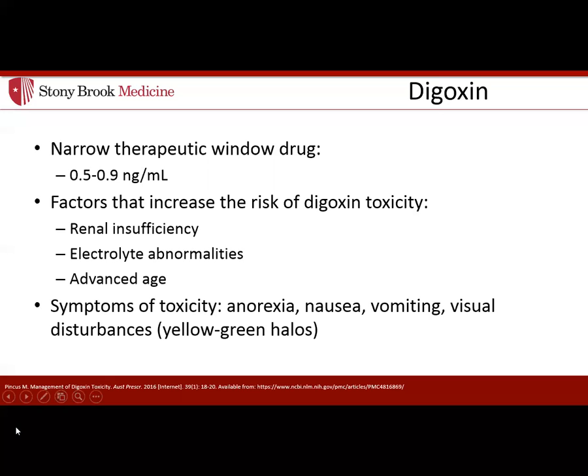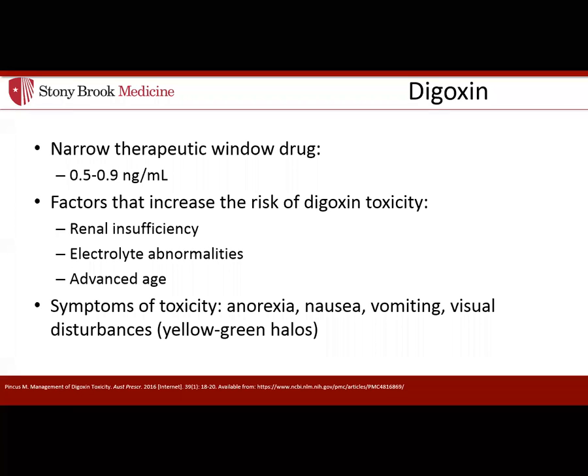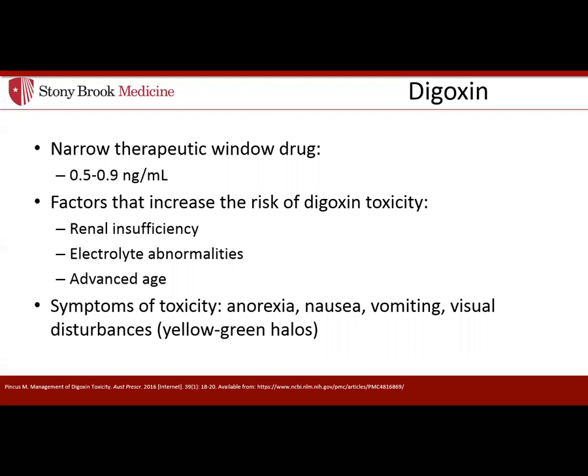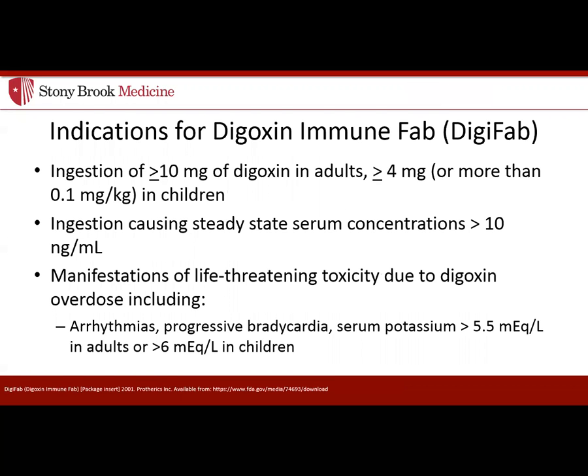So diagnosis of digoxin toxicity is primarily based on clinical presentation in the setting of suspected digoxin intoxication. Digoxin toxicity is more of a chronic toxicity versus an acute. So patients that have been on it chronically and have developed renal insufficiency might be more at risk. Some symptoms of toxicity include anorexia, nausea, vomiting, and the key one here is also these visual disturbances. So patients will often report seeing yellow-green halos in their vision.